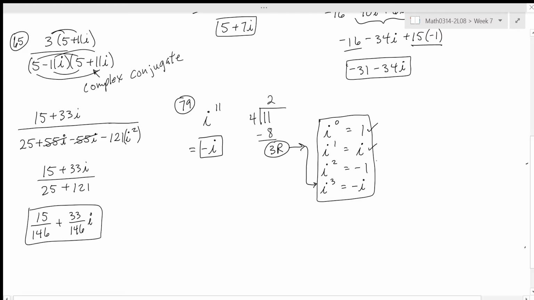And then if you remember what i is equal to, isn't i equal to the square root of negative 1, right? So if I square one side, I have to square the other. But we know a square and a square root cancel each other out, and so that's where we get i squared is negative 1. So far, so good? Okay, now let me show you where i to the third comes from.